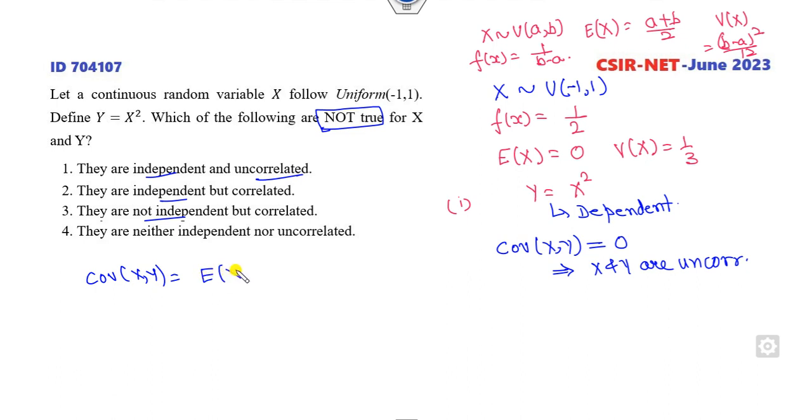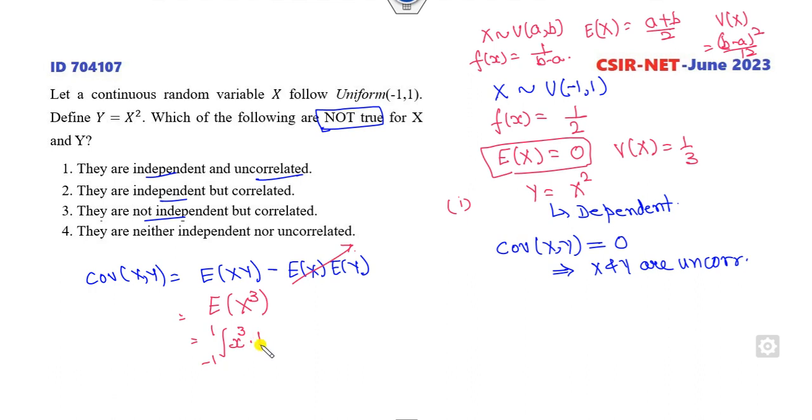So how can you find the covariance of x comma y? This is expected value of xy minus expected value of x times expected value of y. Expected value of x is 0, so this part will be 0. Y is x square, so it will be x cube. Now you can integrate it: x cube times 1 over 2 dx. It's an odd function, so the integration is 0. So covariance is 0. It means x and y are uncorrelated. So what are the properties? They are dependent and they are uncorrelated.